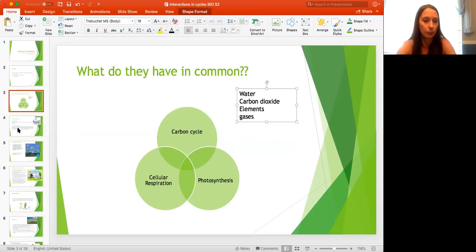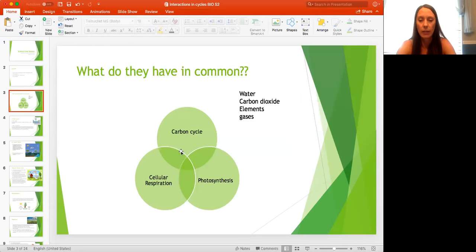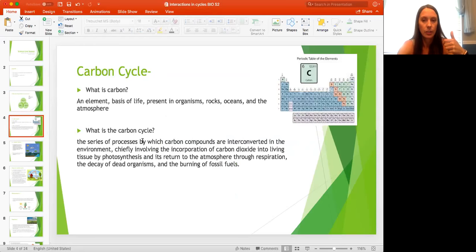So what I want to do is go through each one of these and give a little blurb, a little highlight or summary about what each one of them is and what they do. And then we'll talk about how they're connected. So let's start with the carbon cycle. And we heard elements. A little picture of the periodic table of elements there, and carbon is number 6.